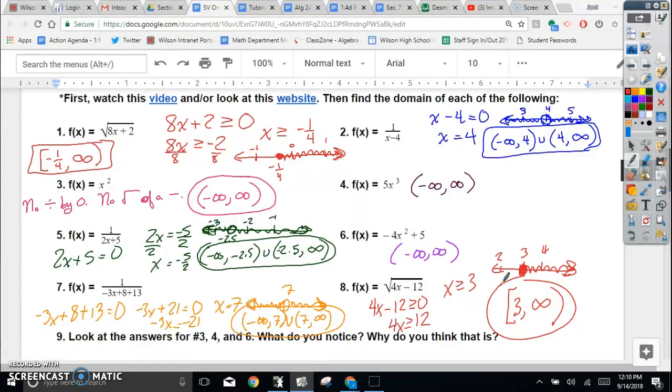Take your time. Remember the 2 rules. You can't divide by 0, and you can't take the square root of a negative number. The more you practice it, the more you'll see the consistencies. I'm going to pause here for a second and shift up.